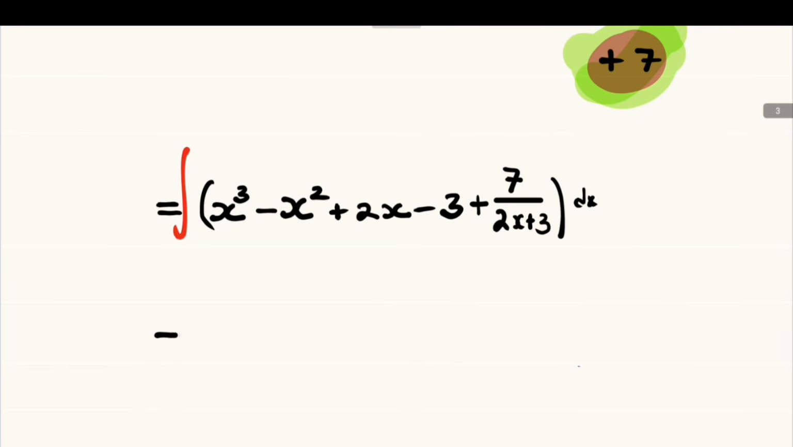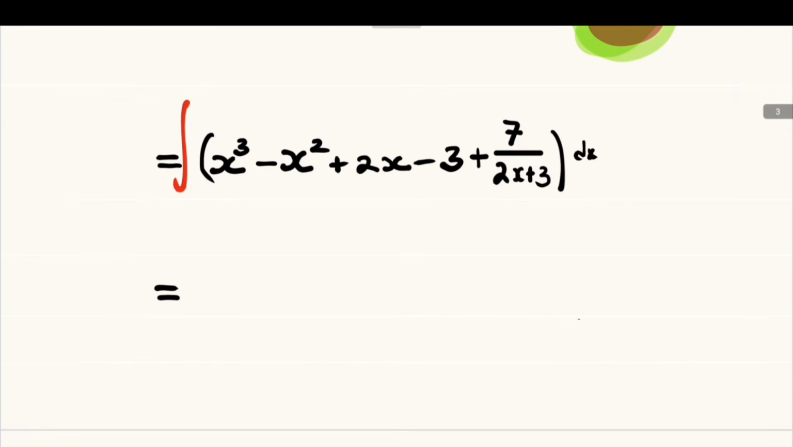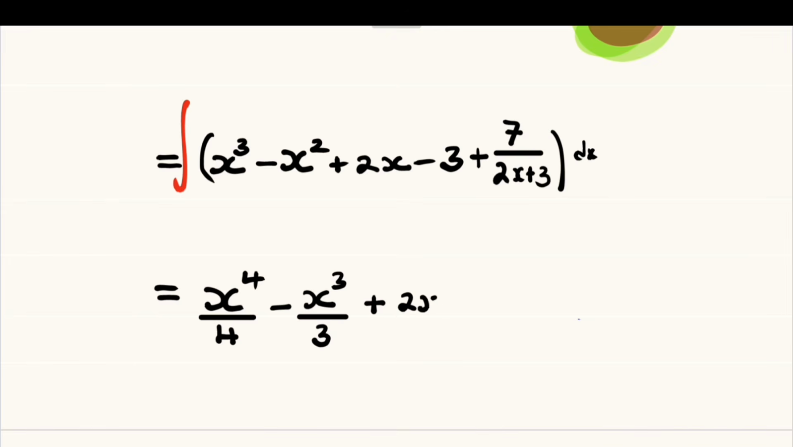Now we can integrate, so the integral of x cubed will be x to the power 4 divided by 4, and the integral of x squared will be x to the power 3 divided by 3 plus the integral of 2x, which will be equal to x squared divided by 2. The integral of negative 3 will be negative 3x plus the integral of 7 divided by 2x plus 3.